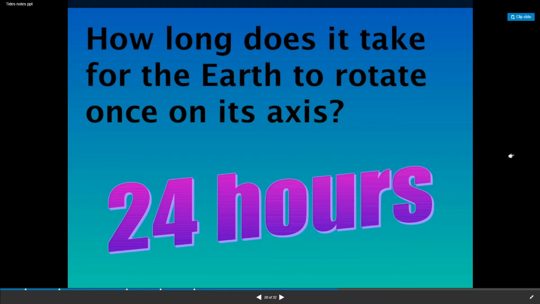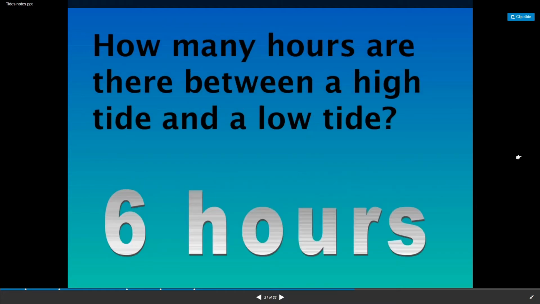How long does it take for the Earth to rotate once on its axis? It's 24 hours. For the Earth to rotate on its axis is going from morning to day to evening to night and back to morning. That's the Earth spinning on its axis one time, making one complete rotation, which is 1 day or 24 hours.